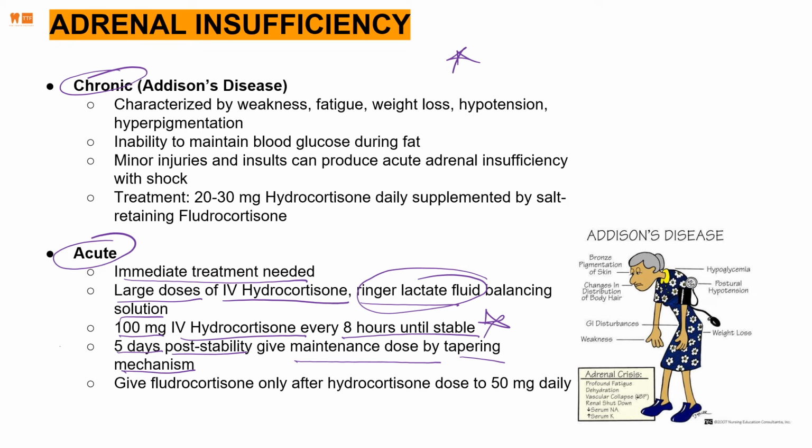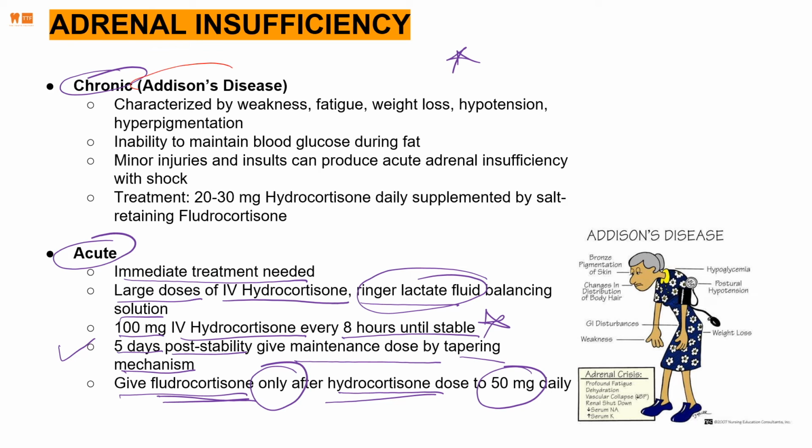This is the discontinuation protocol. Give fludrocortisone only after hydrocortisone has reached 50 milligrams daily instead of 100 milligrams. When the taper has reached 50, then give fludrocortisone. Okay, that's acute.